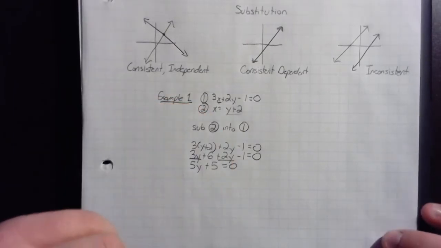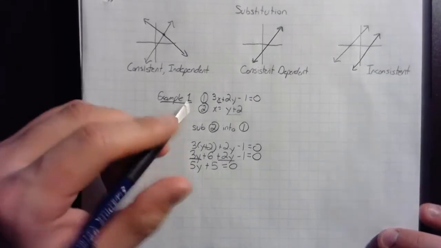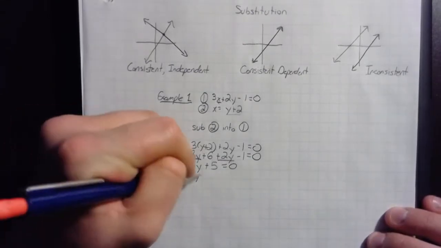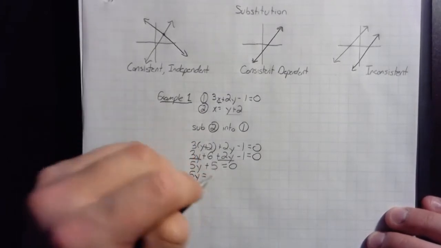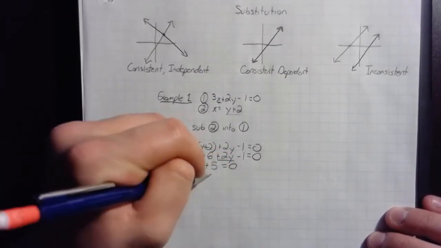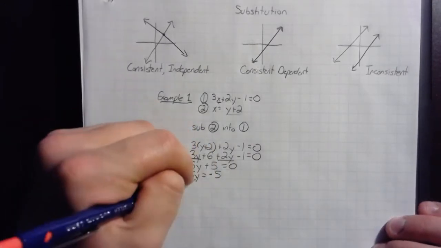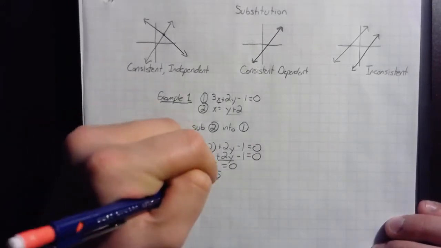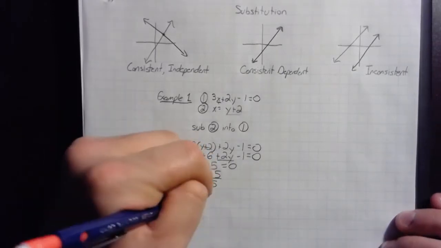Now in order for me to solve for y, I need to isolate my variables on one side. So I'm going to keep 5y on my left side, but I'm going to move my 5 over to the right side of the equation. And in doing that, it becomes negative 5. Now to solve for y itself, I divide both sides by 5, and I get the answer y equals negative 1.